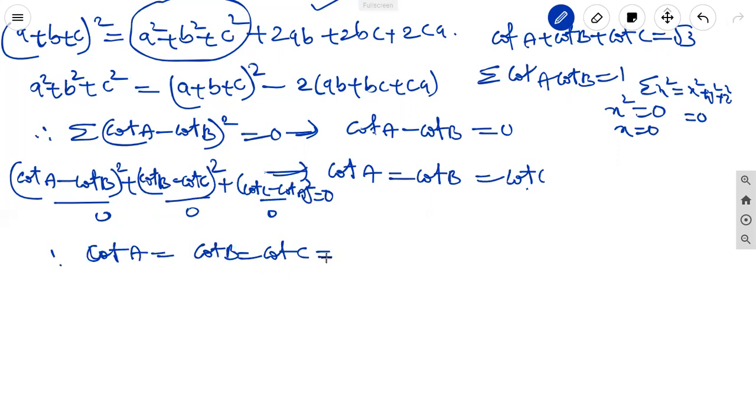Okay, aunty. Okay. This is equal to what? What is the value? Do you know? Is it 1 by root 3 or root 3 or what?